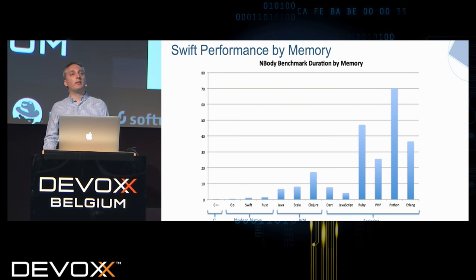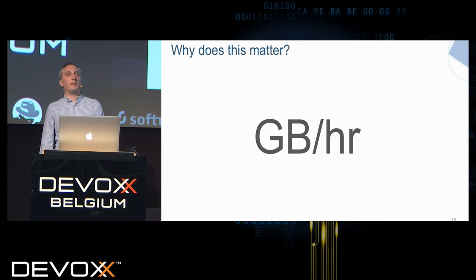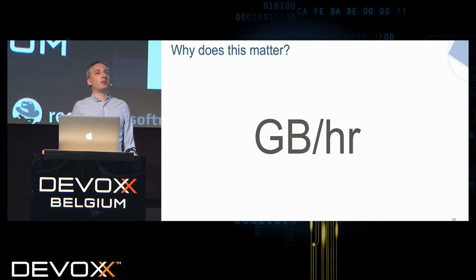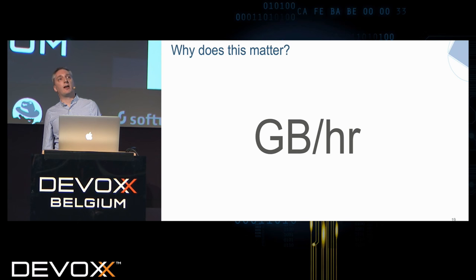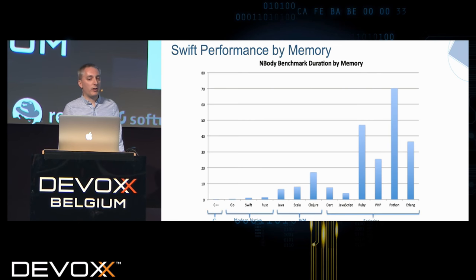Now you might wonder, okay, why is this interesting? It's interesting because of this, which is how workloads tend to be billed in the cloud. You tend to be billed by how much memory you're using for how long. Gigabytes per hour really matters nowadays with cloud workloads. And when you've got something like Swift, which is very competitive in those measurements, that can mean real money.